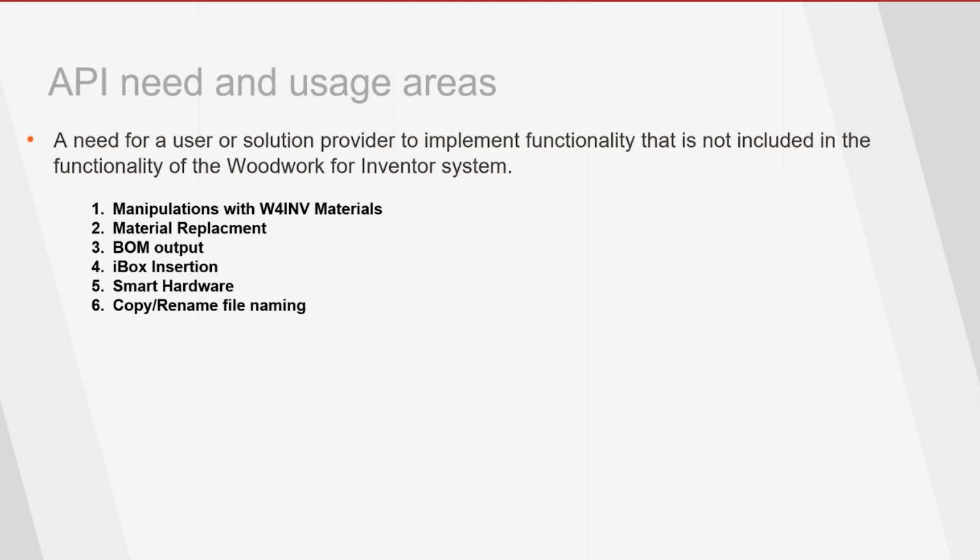Next area is copy rename API. This is a new functionality that is yet to appear in the new version of Woodwork for Inventor version 15. In short, it is opportunity to create applets that manage component names and other iProperty values when they are copied and renamed during assembly copy, iBox insert, or smart hardware attachment. This way you can implement your component naming logic that fits well with the specific user business needs.